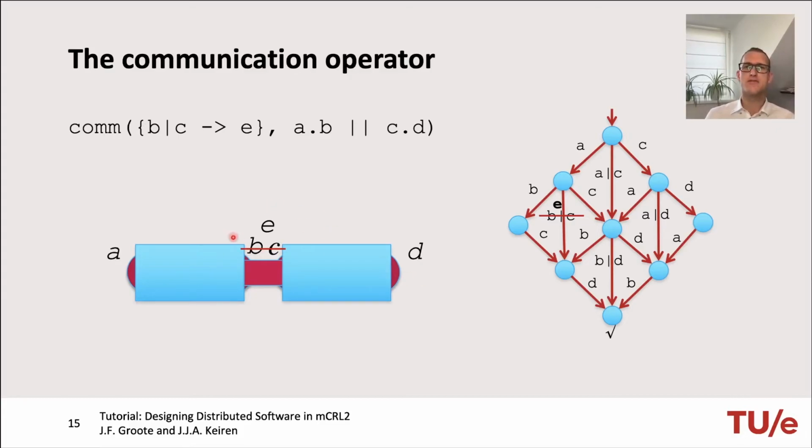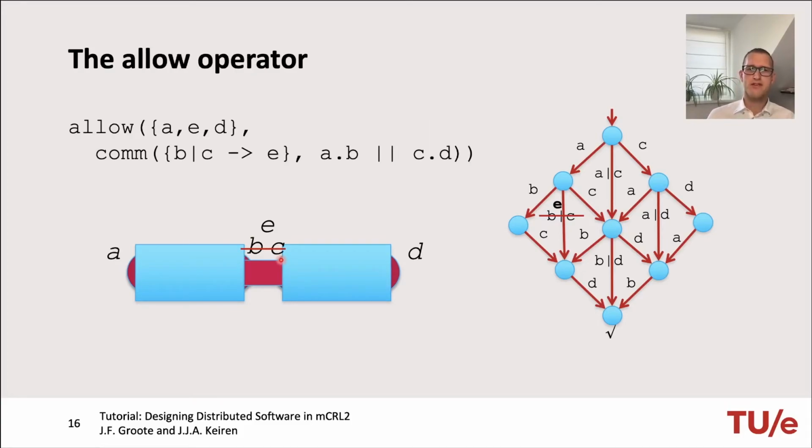and the result of the communication, where basically we want to enforce synchronization between the two, and we're not interested in B and C anymore. Now, we can make this explicit using the allow operator, which now says that we are only interested in these actions. So the actions B and C will be removed from the label transition system, and all multi-actions that are not explicitly specified here will also be removed.